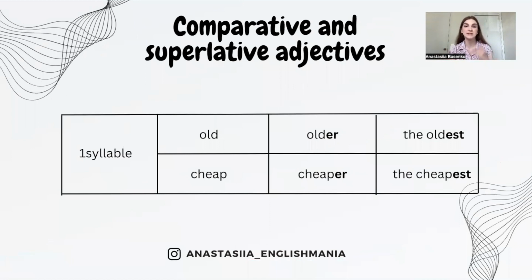If it is one syllable, like very short, a simple adjective, then we just add er in the comparative form, comparative degree, and est in the superlative. Let's look at the examples. Old, older, the oldest. Cheap, cheaper, the cheapest. And in the superlative form, we always put the article the, because it's kind of unique, the most, the oldest, the cheapest, and so on.